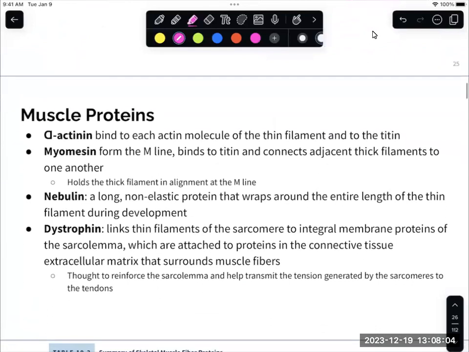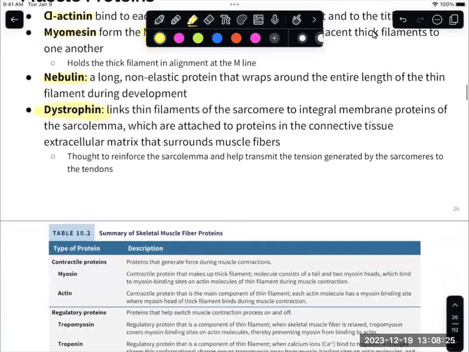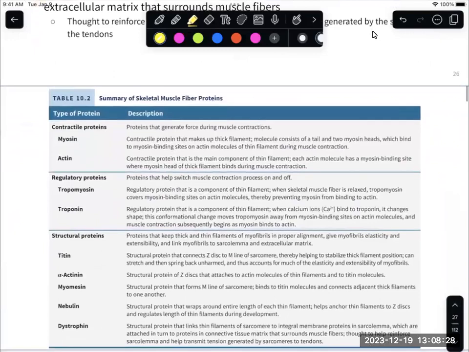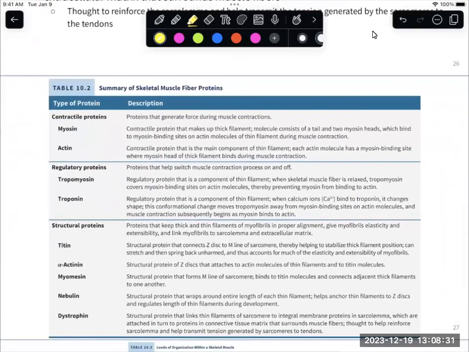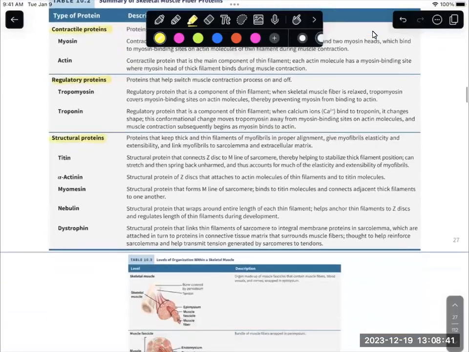So these are some of the other proteins. I'm going to mention them. We have alpha actinin. We have myomesin that makes that M line. Nebulin, dystrophin. So these are just other proteins that are helping to make up that entire sarcomere. So this is going through all the different proteins that are making up the contractile portion, the regulatory, and the structural aspect of the entire sarcomere.